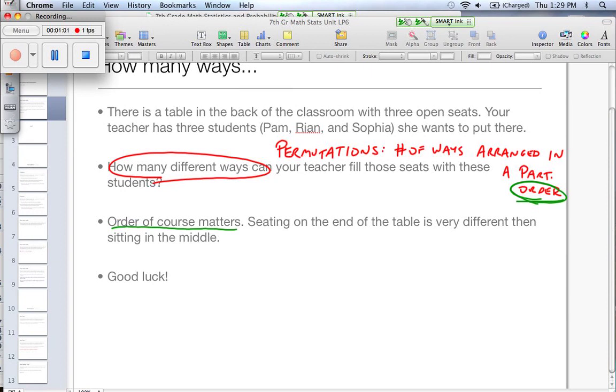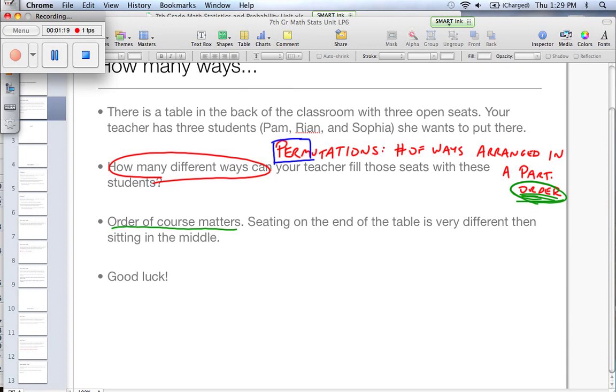Sitting at the end of the table is obviously very different than sitting in the middle of the table. So order is important. And when order is important, what you're finding is the number of permutations. When you think of permutations, think of permanent, because that order is permanent. It can't just be flipped around.